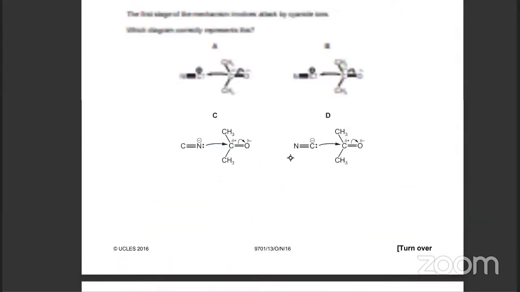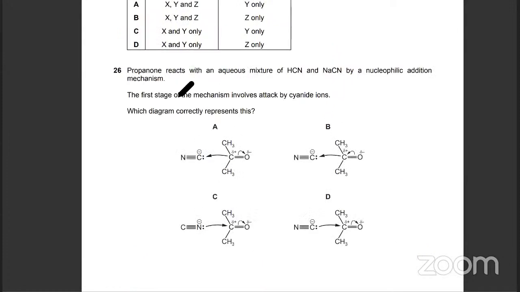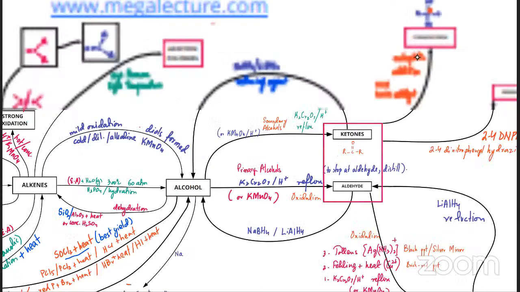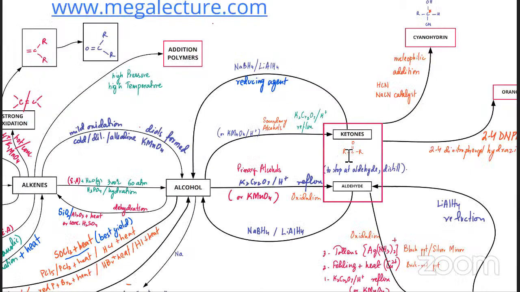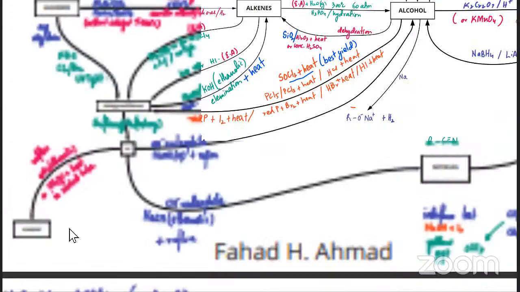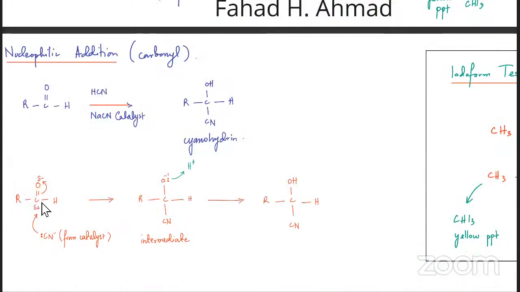Question 26 is about mechanism: propanone reacts with HCN. This is nucleophilic addition. If you have a ketone and you react it with HCN, you'll get a cyanohydrin. Whenever you have a ketone or an aldehyde, with carbon and oxygen, you have to remember the mechanism by heart.